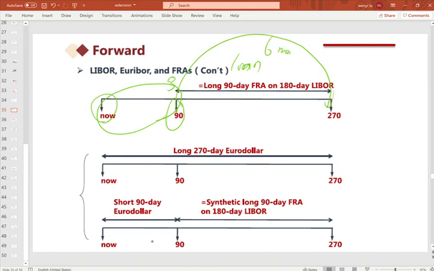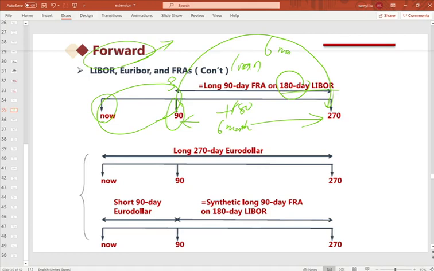For a total of 180 days. 90 plus 180 equals 270. So you actually borrow the money not for the total 9 months, but only for 6 months. So the forward contract is something that happens in the future. That's why you sign this contract.